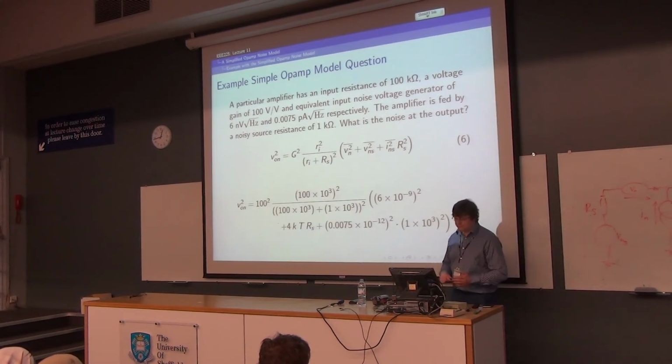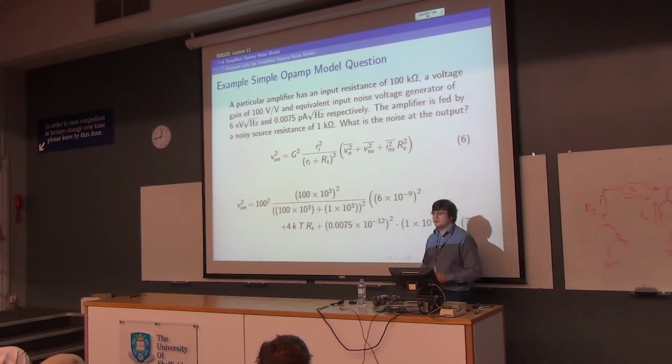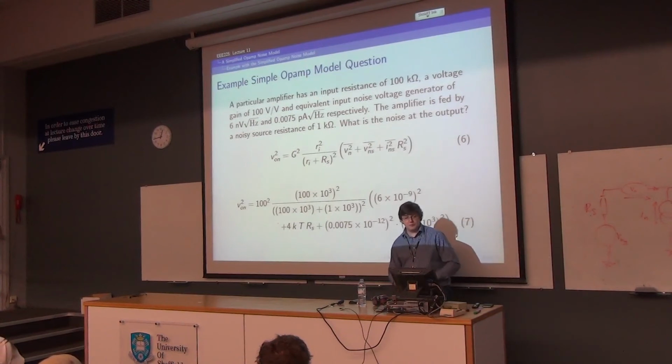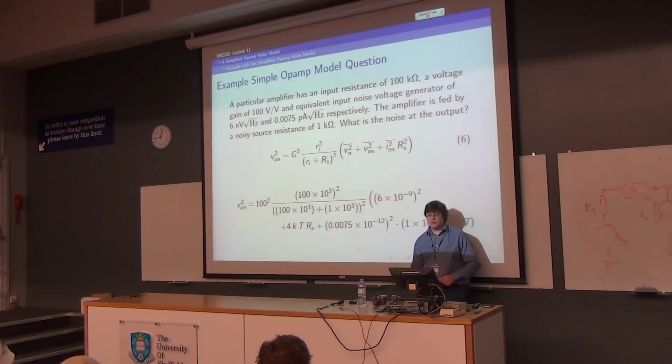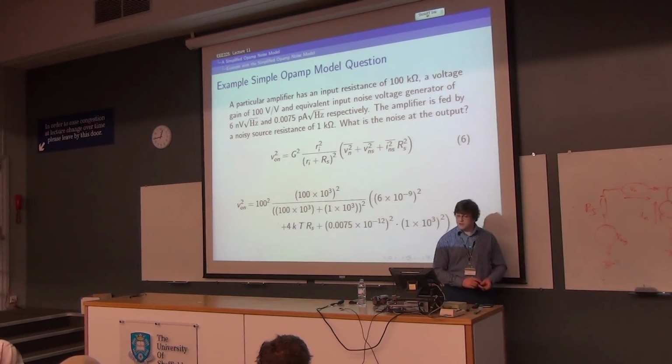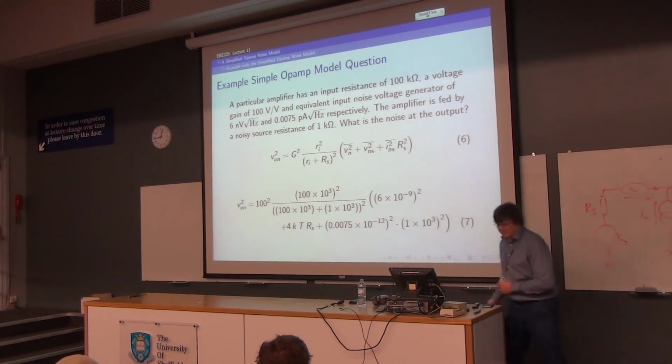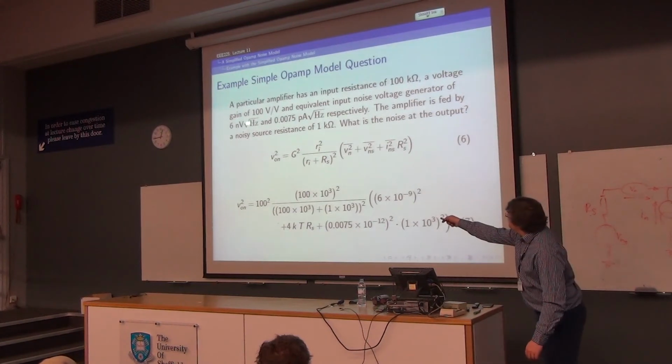the answer that's true. So if I was to ask a question, maybe on an exam, maybe one that's coming soon, maybe one I've already written, maybe. It could go along the lines of a particular amplifier has an input resistance of 100 kiloohms and a voltage gain of 100 volts per volt, and an equivalent input noise voltage generator, that's VN, of nearly 6 nanovolts per root hertz. Oh, there's a slash missing there. Oh, and there. Sorry.